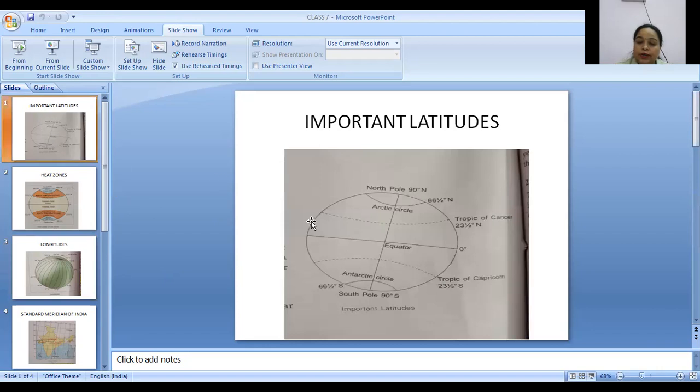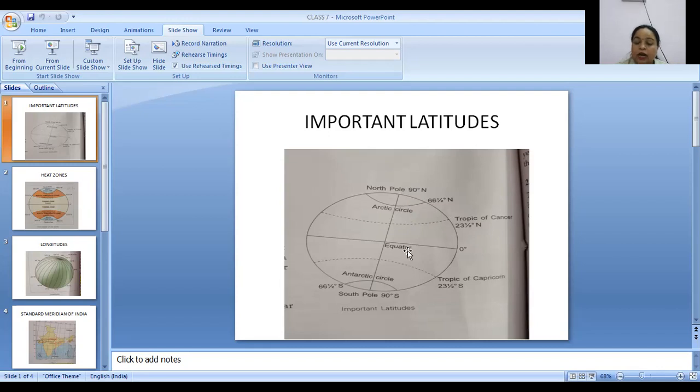Okay, important latitudes are there. The 0 degree important latitude is the equator. The next important latitude, which divides India into two equal halves, is the Tropic of Cancer. Tropic of Cancer passes through the middle of the country. Then in the north, 66.5 degrees north is the Arctic Circle. Then after the Arctic Circle is the North Pole at 90 degrees.